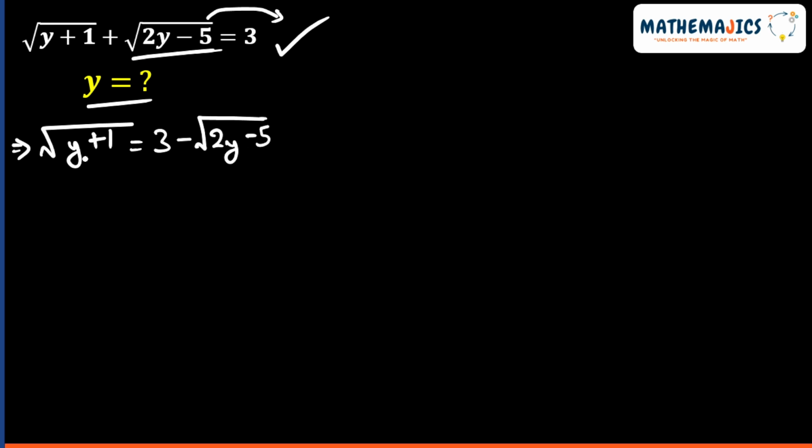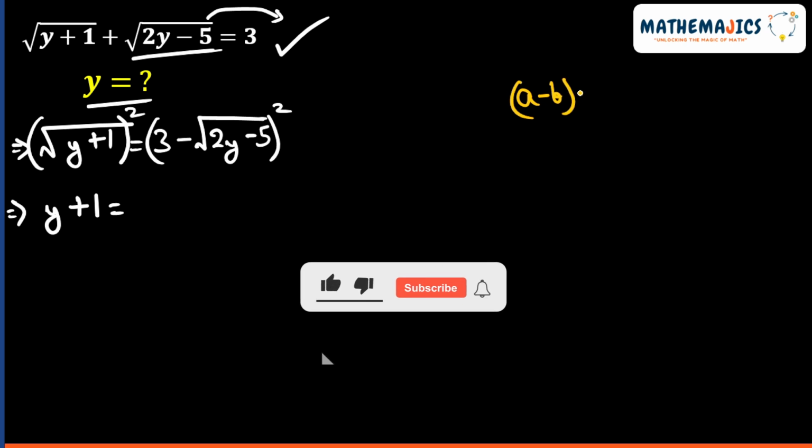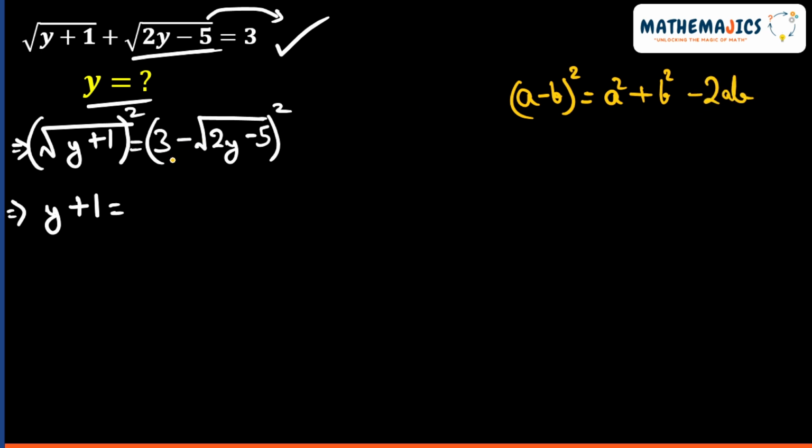Yes. Now after this step, what we will do? We will be squaring both the sides, left side and right side. So we did square on both the sides. If we do square on the left hand side, the square root will be removed and we will be left with y plus 1. On the right hand side, we will be using one algebraic identity which says a minus b whole square is equals to a square plus b square minus 2ab. Okay, so here a is like 3 and b is like under root 2y minus 5.